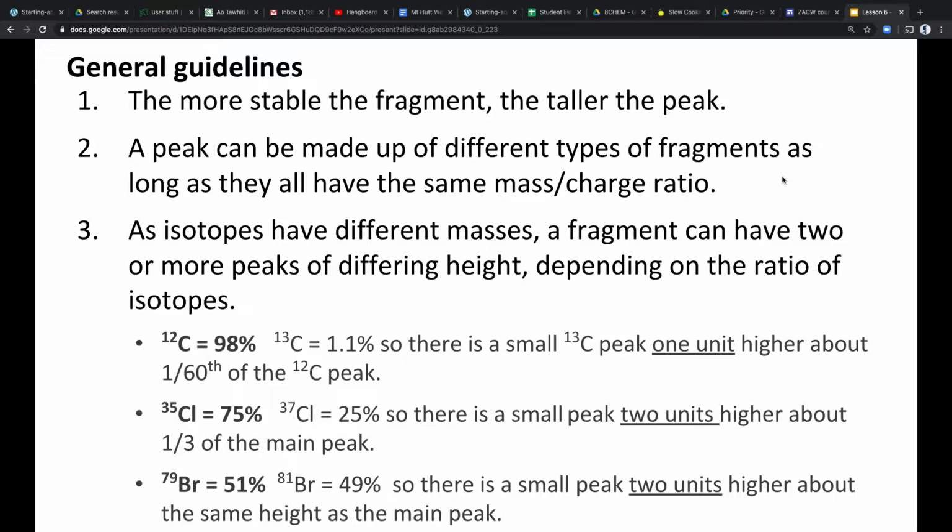So chlorine exists in 2 really abundant isotopes of 35 and 37. About 75% of chlorine atoms are chlorine 35, and 25% exist as chlorine 37. So we're going to see a peak ratio of 3 to 1, because 3/4 is 35, 1/4 is 37. So you'll see a 3 to 1 ratio, and they're going to be 2 units apart.